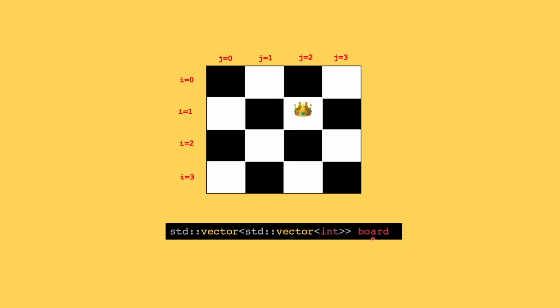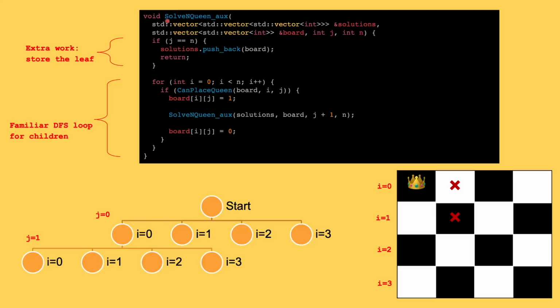To represent the board, we use a two-dimensional vector or two-dimensional array of integers, where a 0 means there's no queen at that location, and a 1 means there's a queen at that location. Our auxiliary function has one auxiliary variable, which is solutions. It's a vector of boards, which is a vector of all the valid combinations of queens. Next, you have the board itself, and then we have our current column, j, and then finally you have n, the value of n, which you could also get from the board size, but we can have it here as a convenience.